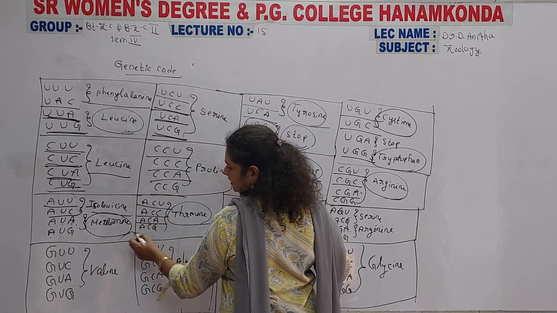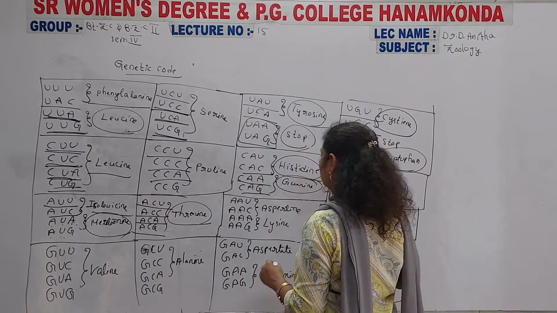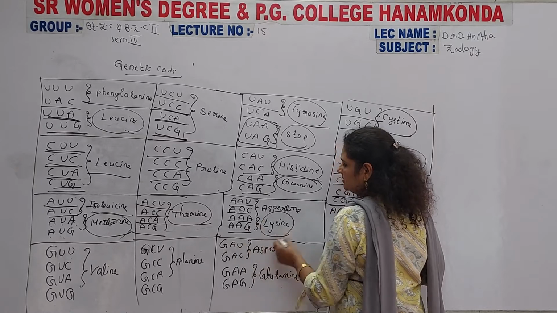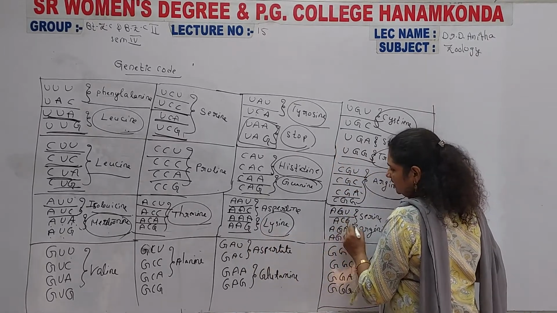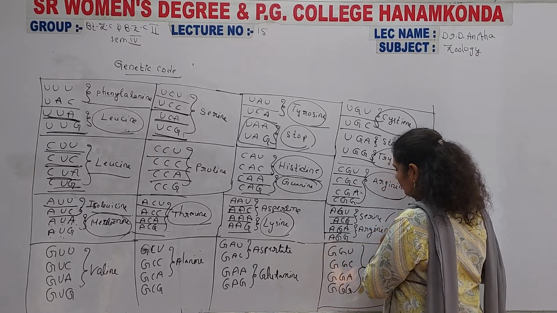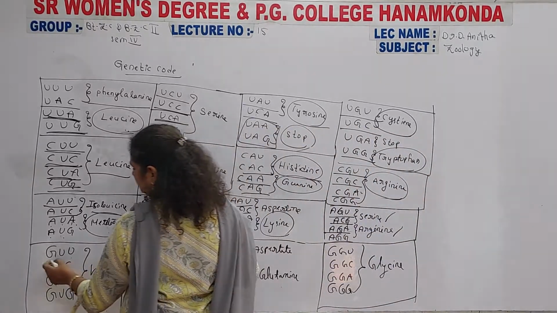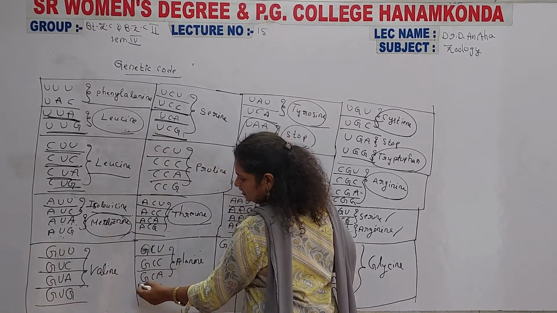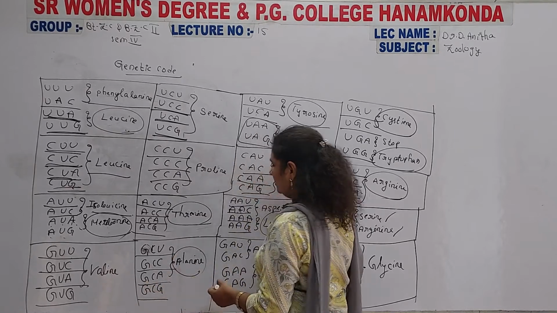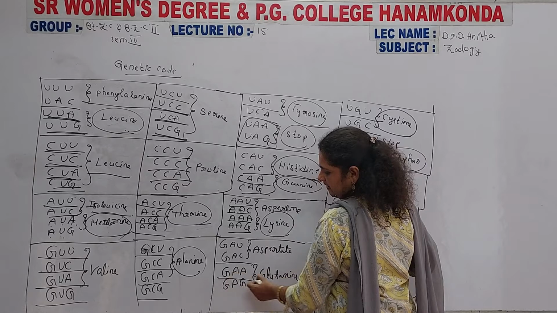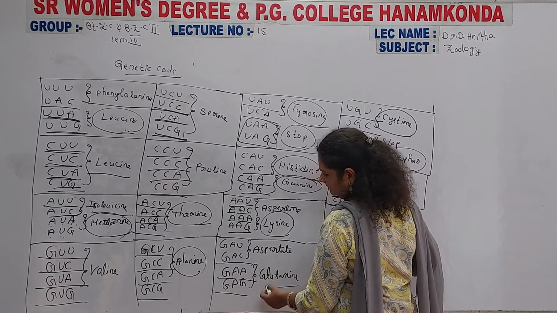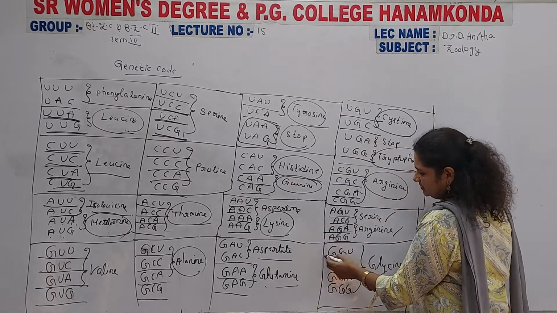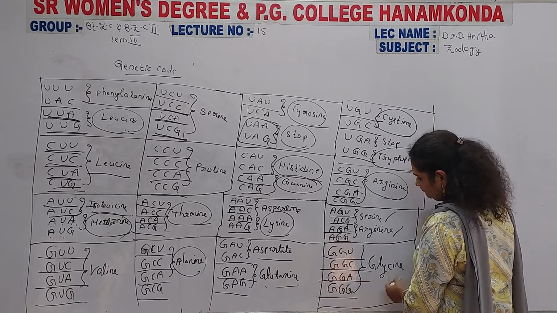ACU, ACC, ACA, ACG, all four are coded for only threonine. AAU and AAC are for asparagine, and AAA and AAG for lysine. AGU and AGC are for serine, and AGA, AGG for arginine. Valine is GUU, GUC, GUA, GUG. GCU, GCC, GCA, GCG are for alanine. GAU and GAC are for aspartate, GAA and GAG for glutamate. GGU, GGC, GGA and GGG are for glycine.